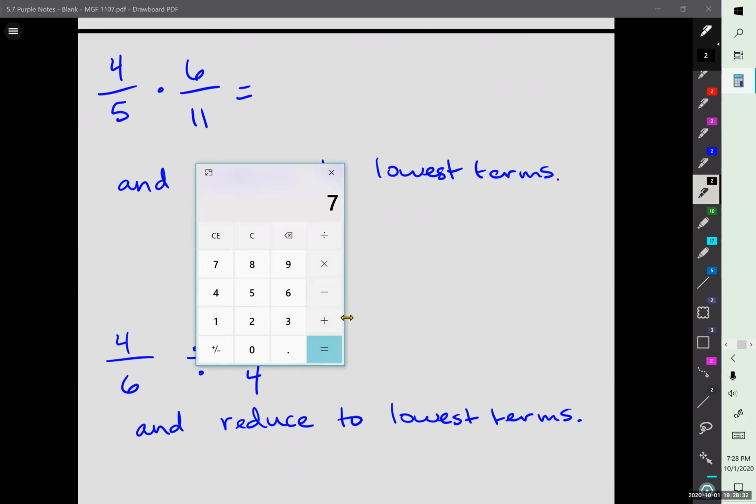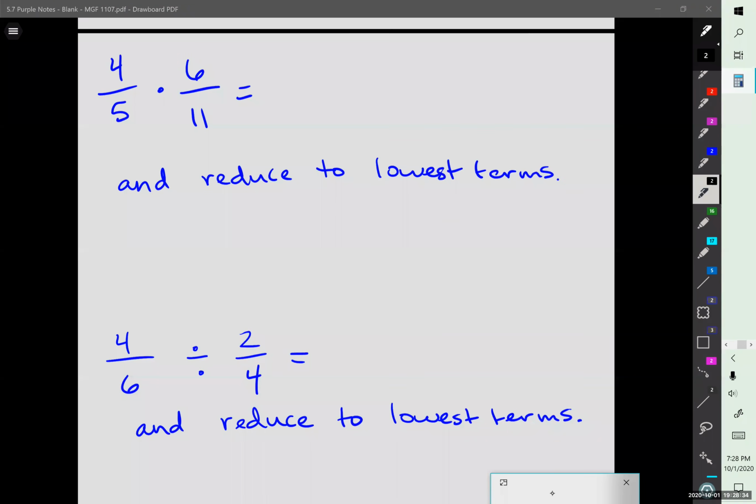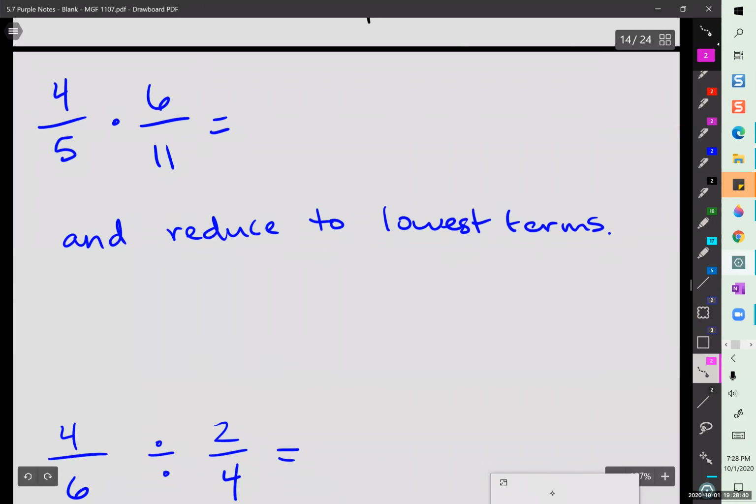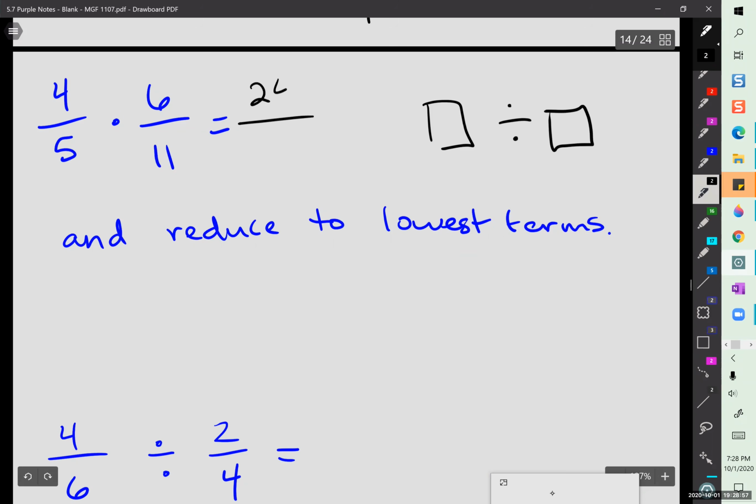Now we also learned or reviewed how to multiply, add, subtract, and divide fractions. We know for multiplying fractions, it's top times top and bottom times bottom. And notice this is the case where they said reduce to lowest terms. So whatever our answer is, we'd want to reduce to lowest terms before we type it in. 4 times 6, 24. 5 times 11 is 55.